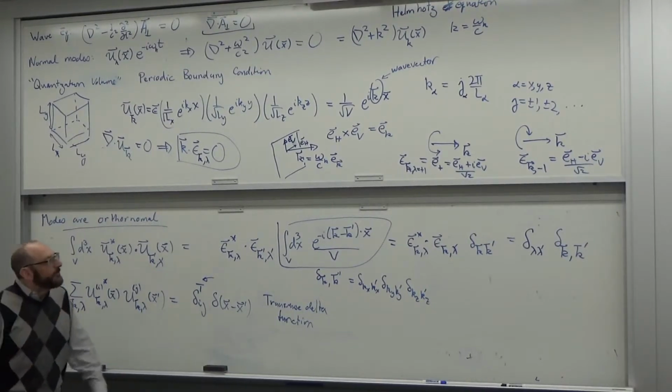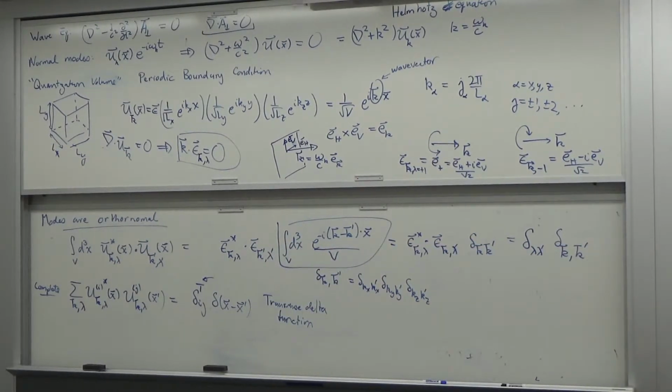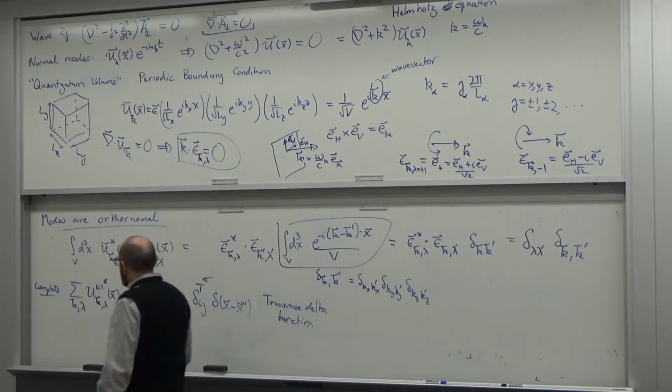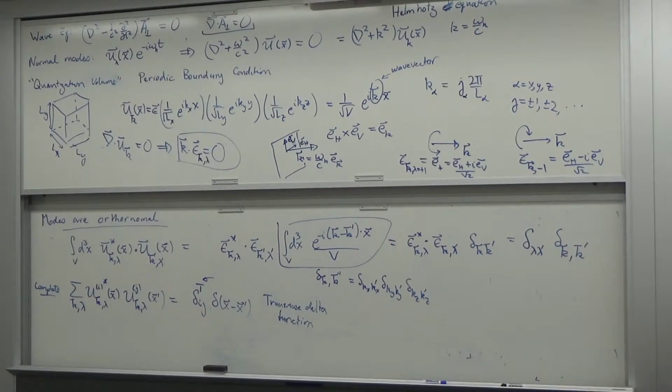All right, with that said, now we can write down the decomposition of the vector potential and thus the electric and magnetic field in terms of these guys. I'm going to leave this guy here.